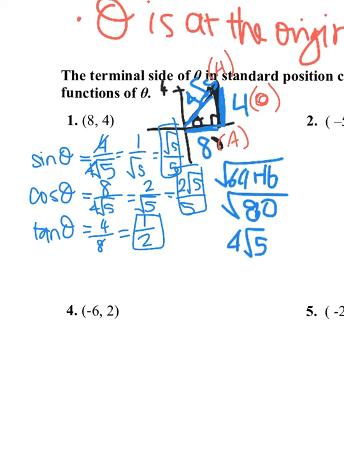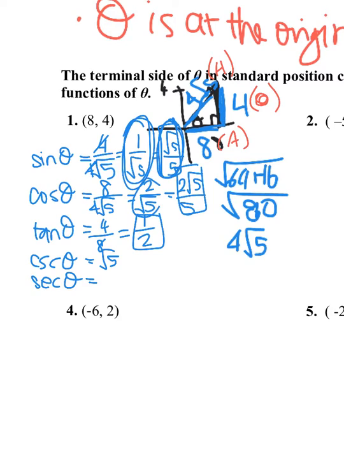And now we're going to do the reciprocals. So secant is going to be the reciprocal of sine. Now instead of taking the reciprocal of this guy, I'm going to go ahead and take the reciprocal of this guy because that makes simplifying a lot easier. So then rad 5 over 1 is just rad 5. And secant of theta, which is the reciprocal of cosine, I'm going to flip that to be rad 5 over 2. And then cotangent will just be 2. So that's how it's done.